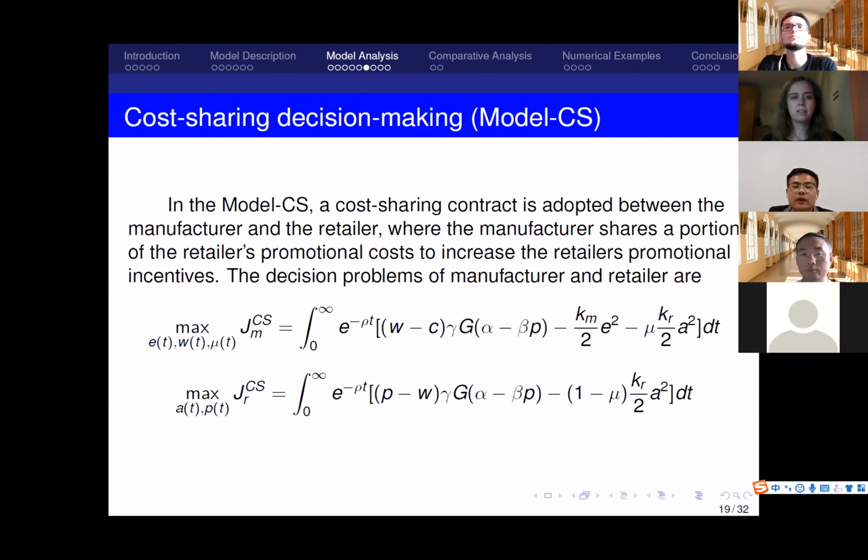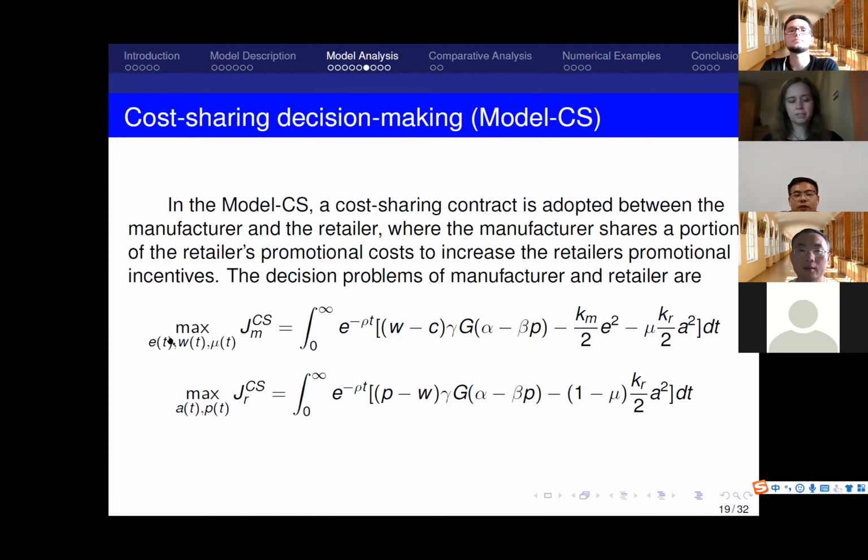The most important contribution of our paper is the cost sharing decision making. We call it model CS. In model CS, a cost sharing contract is adopted between the players, where the manufacturer shares a portion of the retailer's promotional cost. We do this to increase the retailer's promotional incentives. The design problems of the manufacturer and retailer are like this.